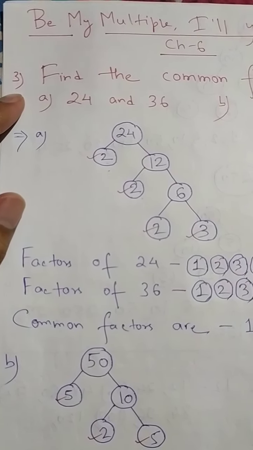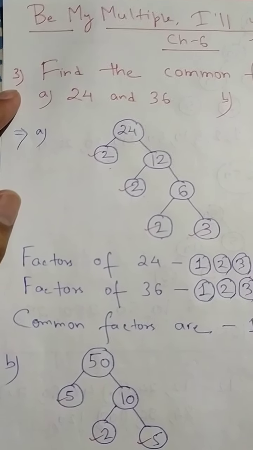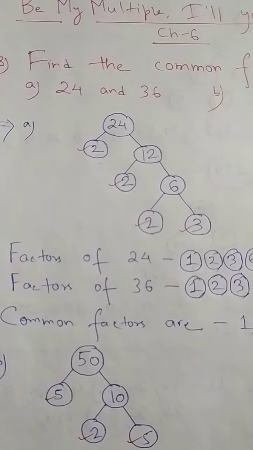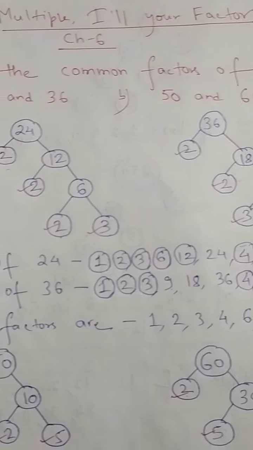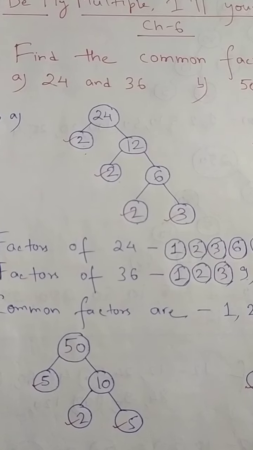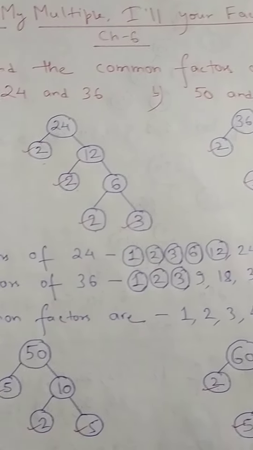This is question number 3, because in the previous video I have already done 1 and 2. Find the common factors of A, 24 and 36, and B, 50 and 60. So you have to find out the common factors.